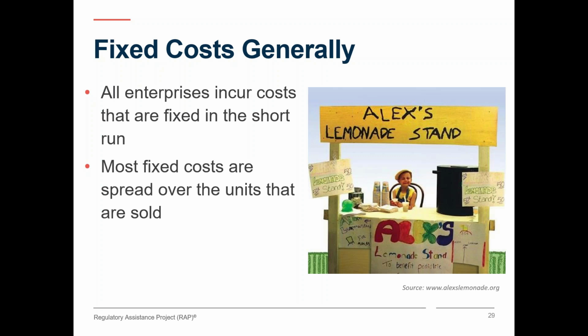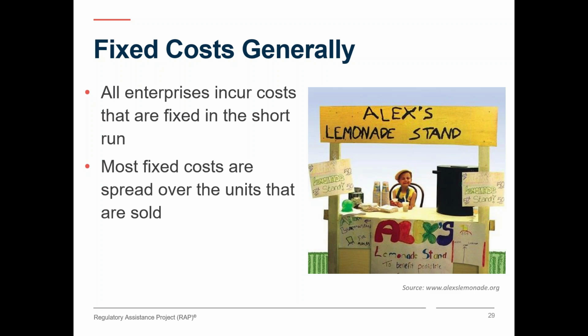Running a lemonade stand, for example, requires some lemon, sugar, and water, which vary directly with how much you sell. You also need a table, a tablecloth, a sign, glasses, and a pitcher. Once you buy those items, their costs are fixed in the short run. The price of a glass of lemonade must cover both variable and fixed costs. Businesses are constantly adjusting supposedly fixed costs to reflect demand.